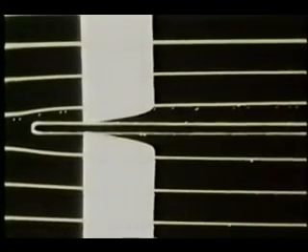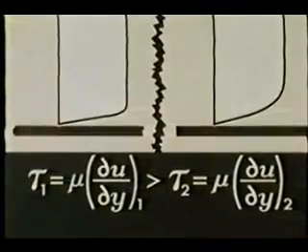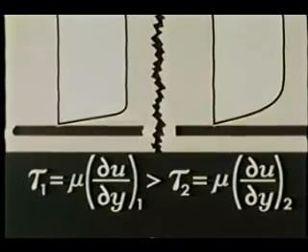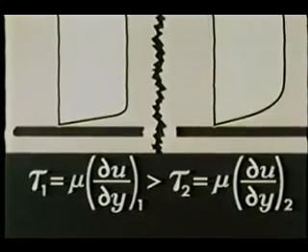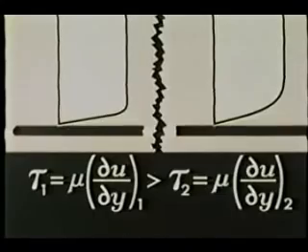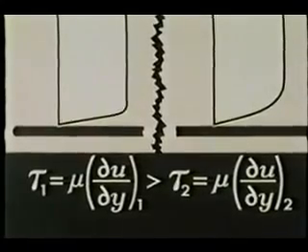Upstream, the velocity gradient is fairly large. Downstream, it is much less. This composite photograph compares the two velocity profiles. The smaller gradient downstream indicates the wall shear stress decreases along the plate. The growth of the boundary layer thickness along the plate can be explained by considering the time history of the vorticity within the boundary layer.